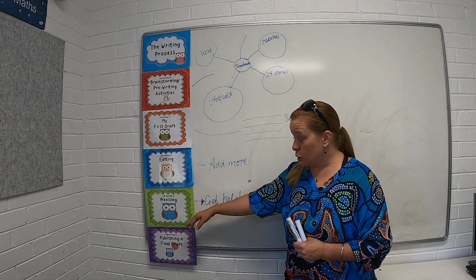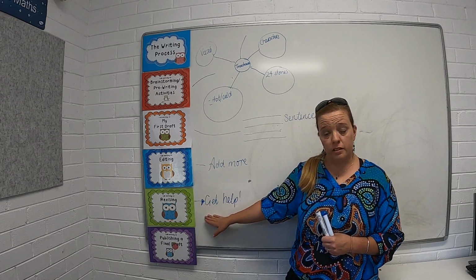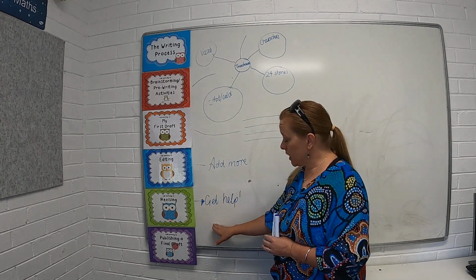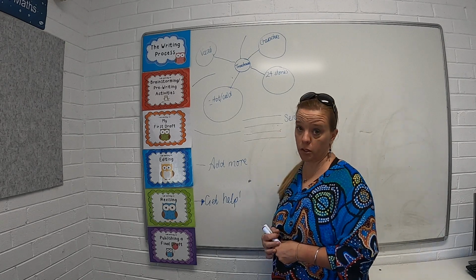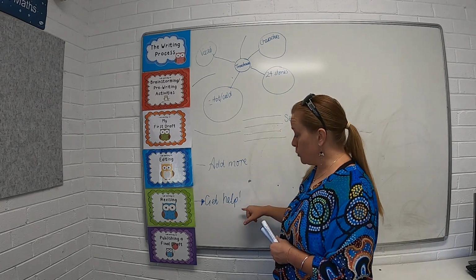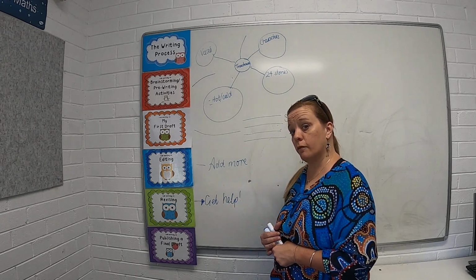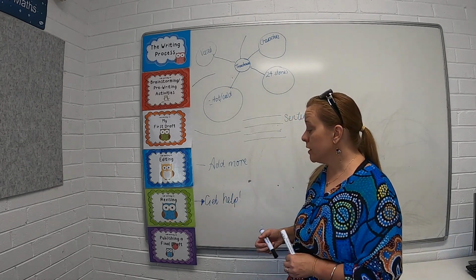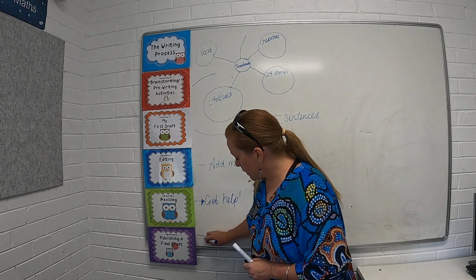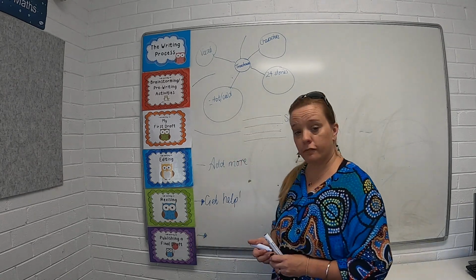You could get an adult to help you with this. You could get a peer or a sibling to help with this. You could even get a younger sibling to help, especially if you were going to read the story to them. You can also upload a picture of your story to Seesaw and your teacher will provide you feedback on that as well. Then the final step in creating a text is publishing a final draft.